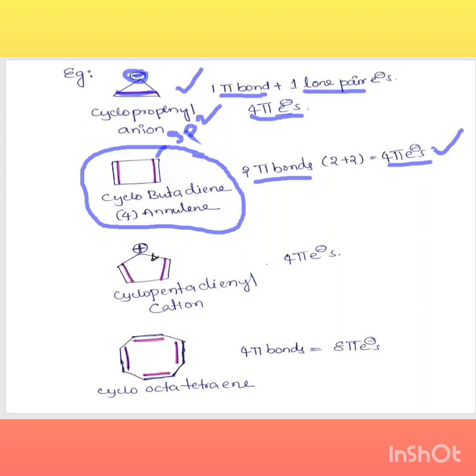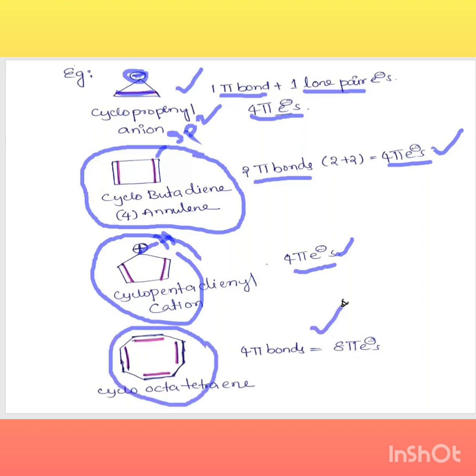Another good example is cyclopentadienyl cation. It has 2 pi bonds and a positive charge, and each atom shows sp2 hybridization. That is 4 pi electrons. Same as this, cyclooctatetraene has 4 pi bonds and 8 pi electrons, and it also shows anti-aromatic property.